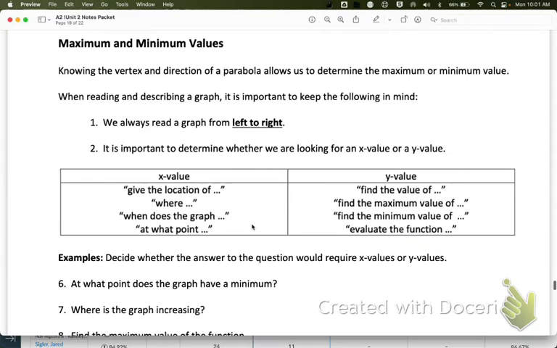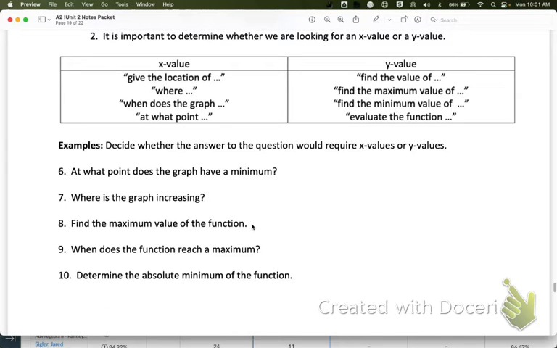So what I want you to do is take a moment to pause the video, and I want you to read each of these statements, okay? And I want you to decide, is this a question that would require an x value of a graph or a y value of a graph? Use those examples up above to help you decide, are we looking for an x value or are we looking for a y value? So pause and take a moment to think about these on your own.